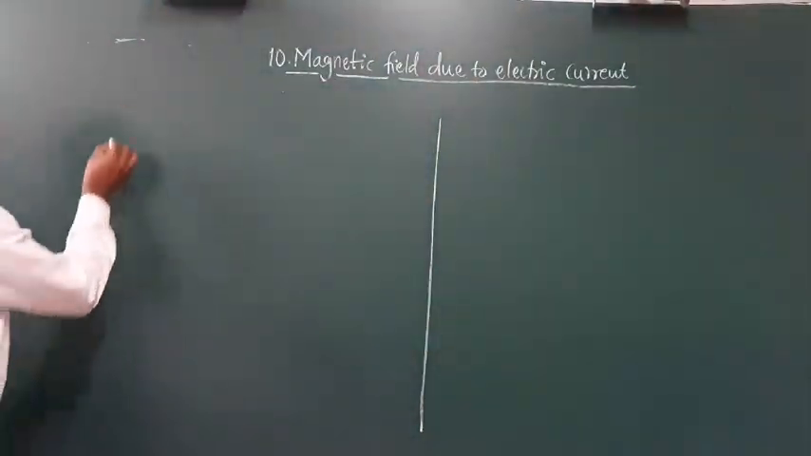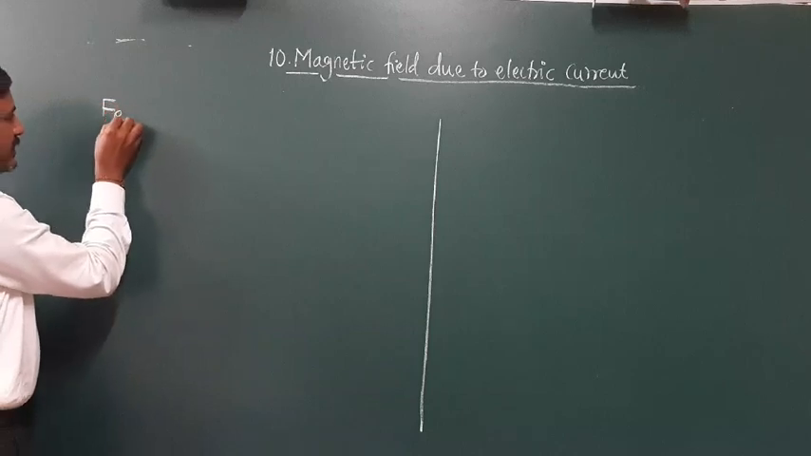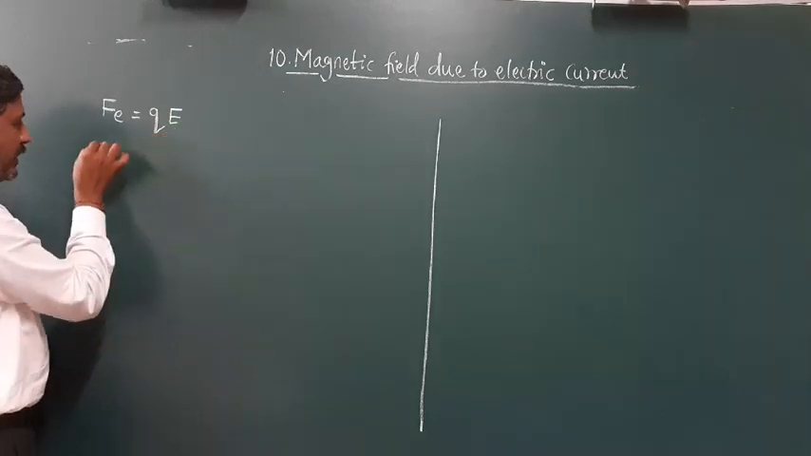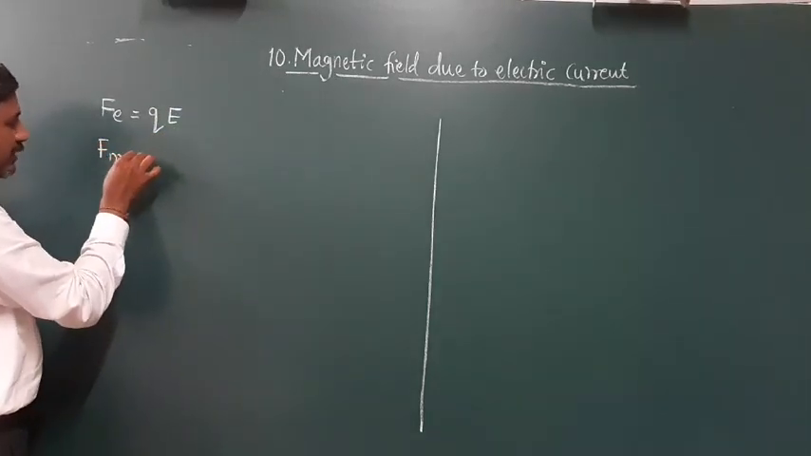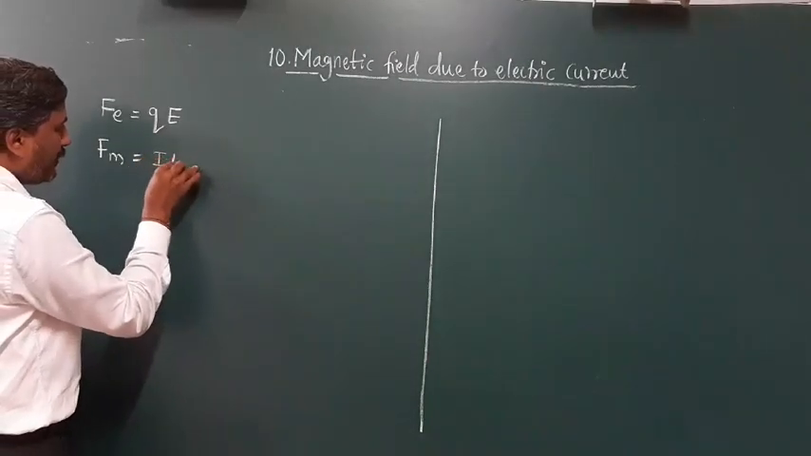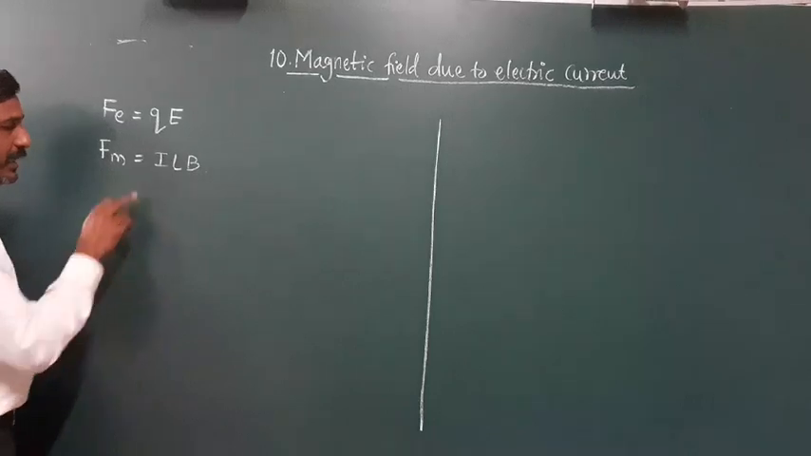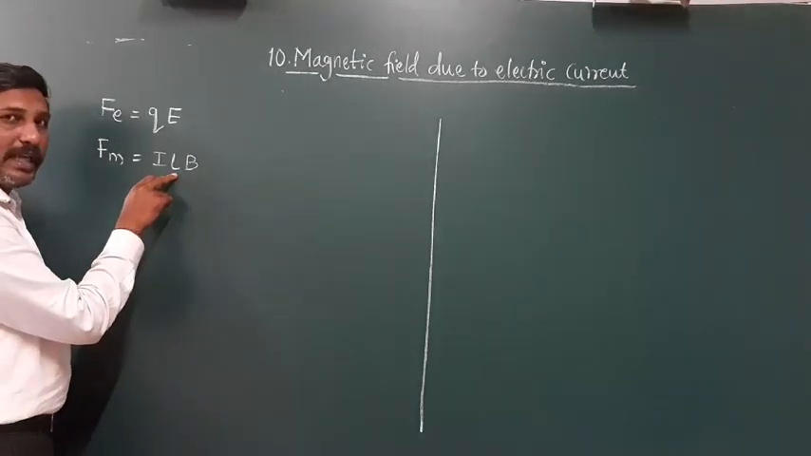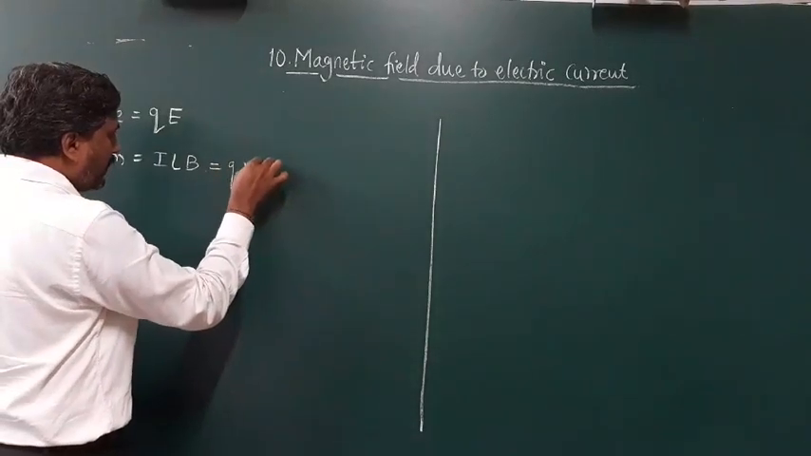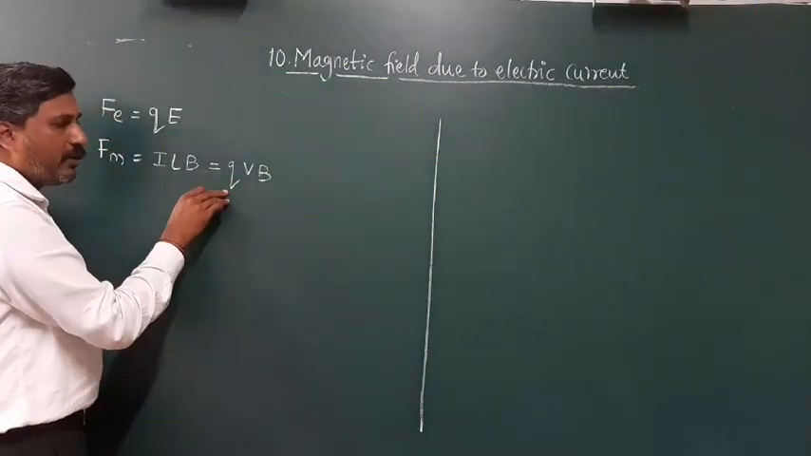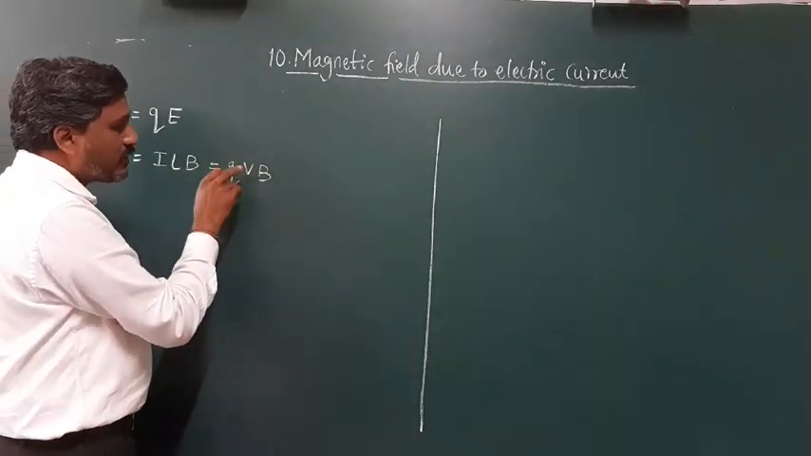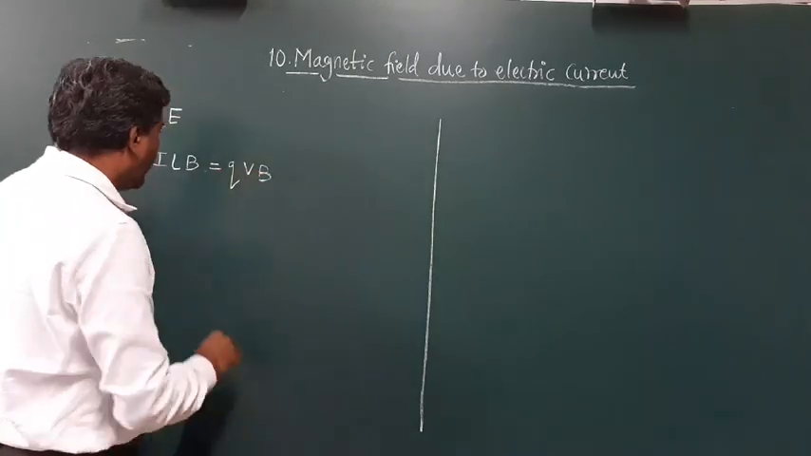And yesterday we saw three important formulae. The electric force is given by q into E, where E stands for electric intensity. The magnetic force that we have to discuss is given by the formula I L B, where I is the amount of current, L is the length of the conductor, and B is the magnetic induction. And one more formula is q V B. Q is the quantity of charge flowing through the conductor, V is the velocity with which the charge is moving, and B is the magnetic induction.